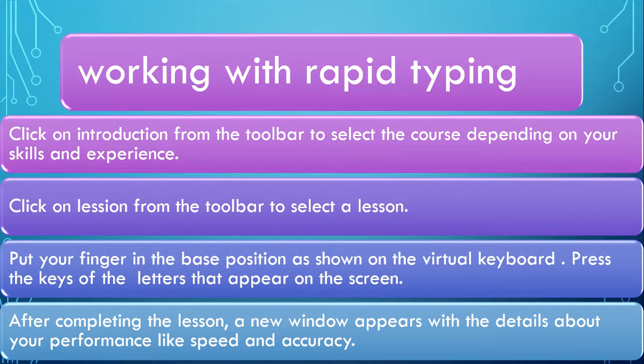Working with Rapid Typing. Click on introduction from the toolbar to select the course depending on your skill and experience. Click on the lesson from the toolbar to select a lesson. Put your fingers in the base position as shown on the virtual keyboard. Press the key of the letter that appears on the screen. After completing the lesson, a new window appears with details about your performance like speed and accuracy.